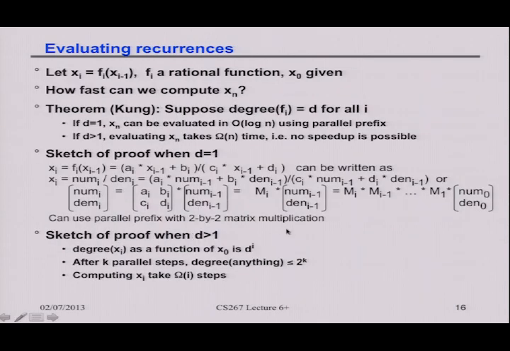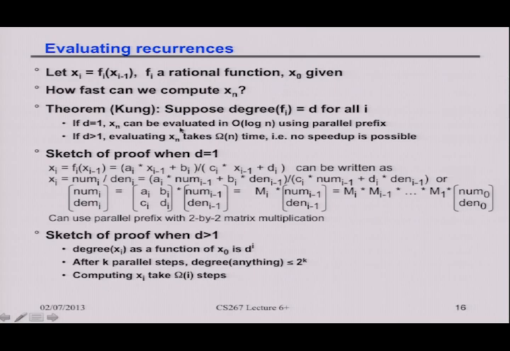And let me just do one more example, which is evaluating recurrences. So this is my last sort of gee whiz example before I go on to the practical ones. So what I want to do is I'm given a value x sub 0 and some rational function f sub i, and I want to compute x1, x2, x3 by repeatedly evaluating this rational function. And the question is, how fast can I get to x sub n? So I'm given all the functions, and I'm given x0.